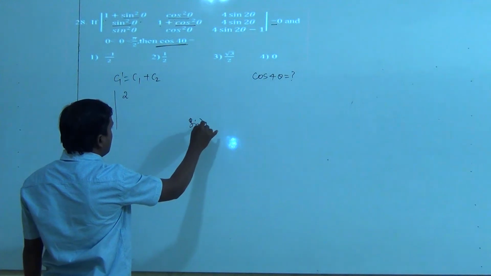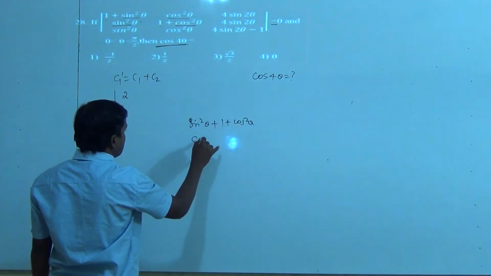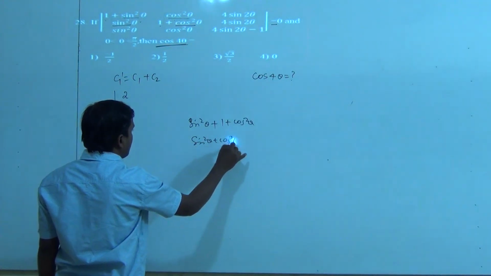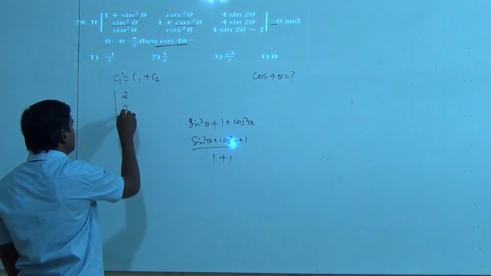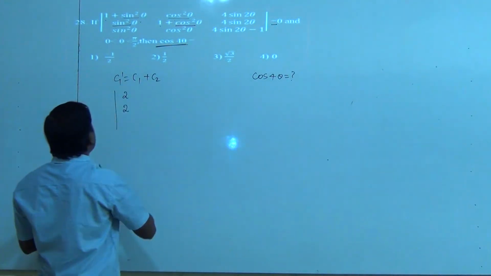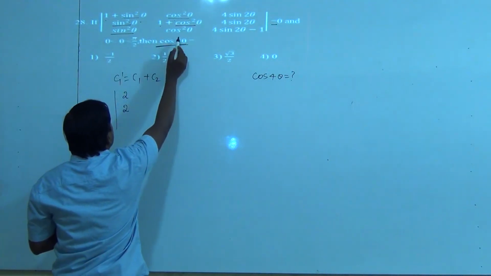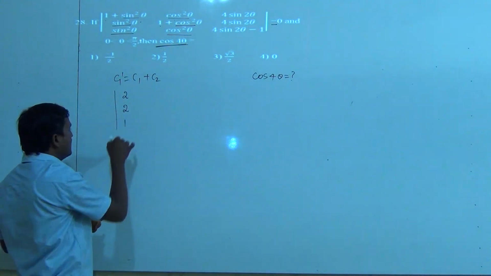So what is the answer? Sin square theta plus 1 plus cos square theta. So what is the answer? Sin square theta plus cos square theta plus 1. So what is the value? 1 plus 1, hence it becomes 2. So this element also becomes 2. Okay, next. And again here it is sin square theta, and here it is cos square theta. Sin square theta plus cos square theta is 1.